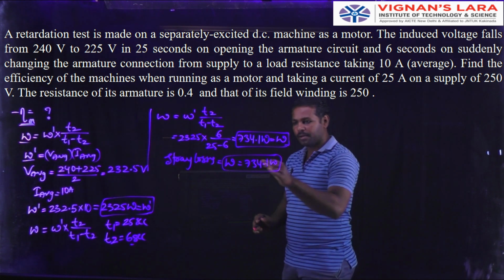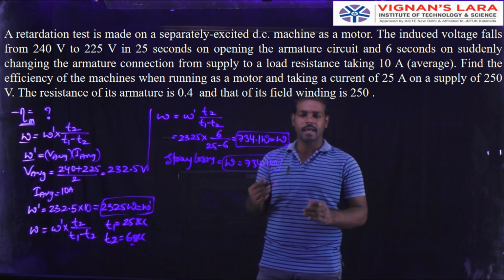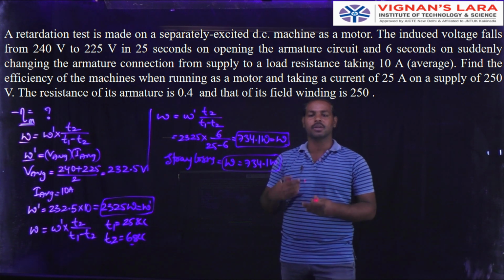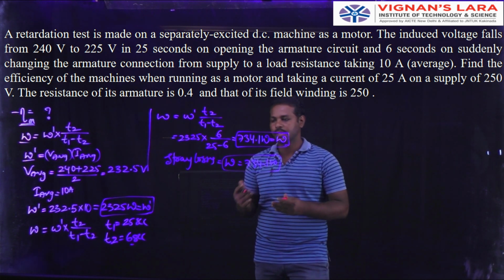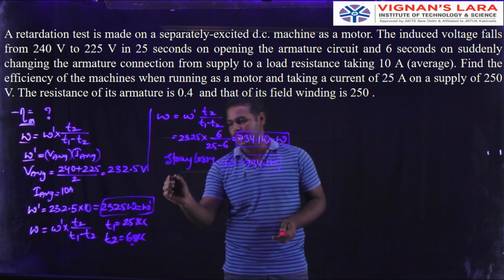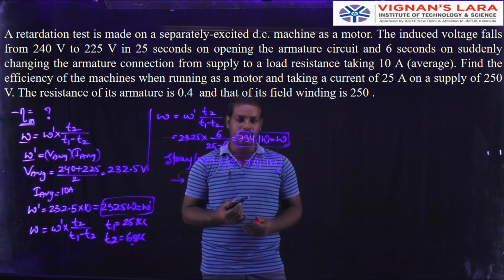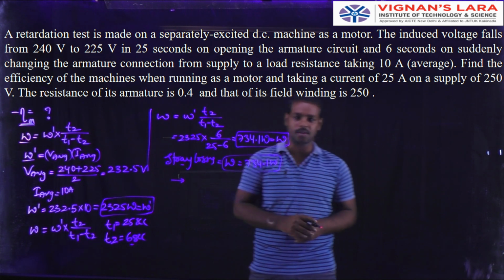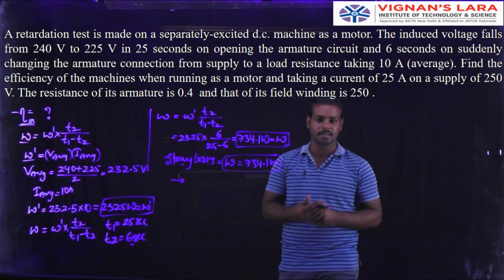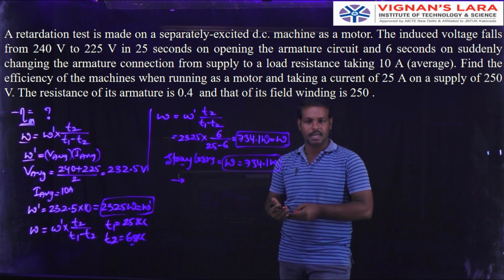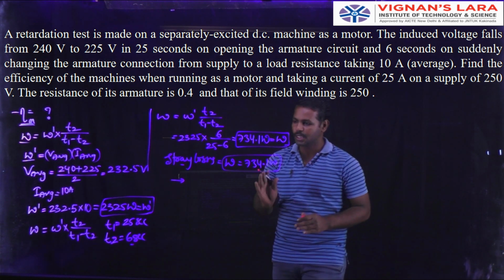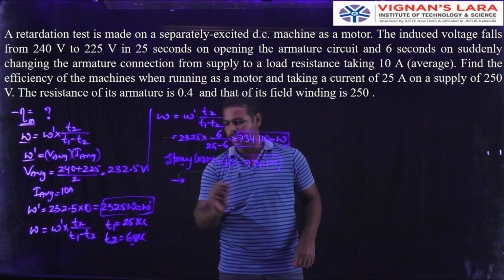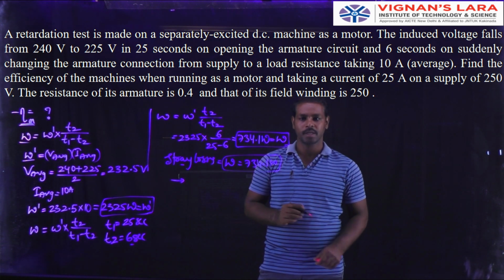After calculation of the stray losses, we can easily find out the total losses existing in a separately excited DC machine. A separately excited DC machine always has two types of losses. One is the stray losses, which means constant losses. The second one is the variable losses. The variable losses are armature copper losses and shunt field copper losses. These two losses are also calculated.